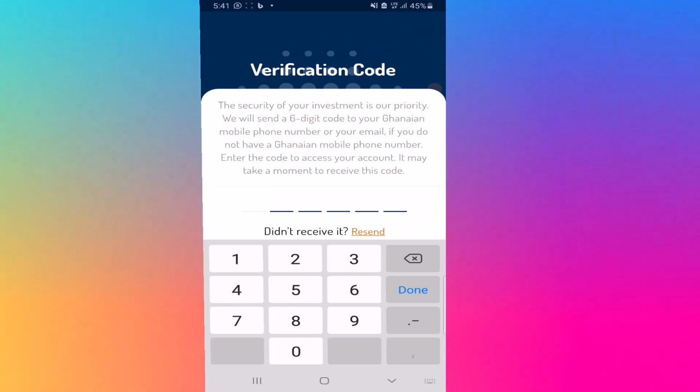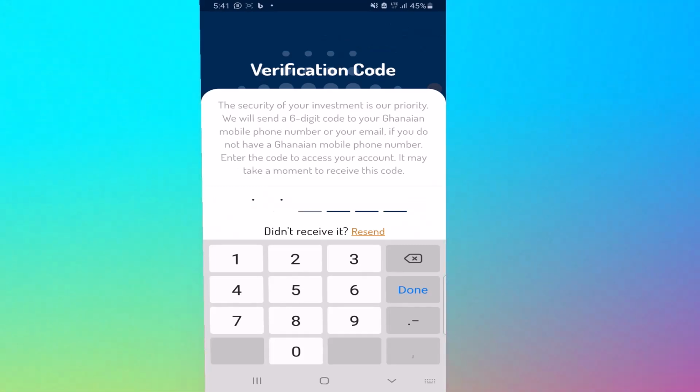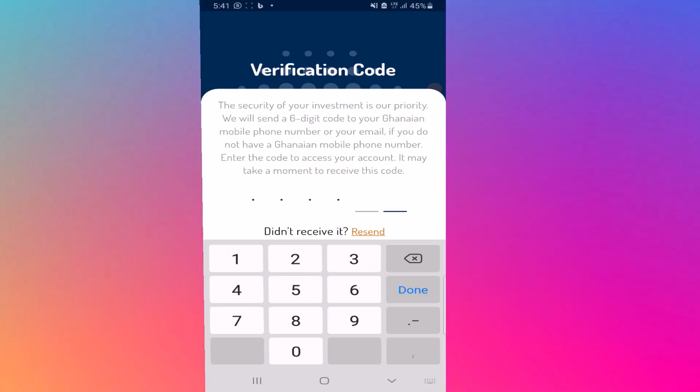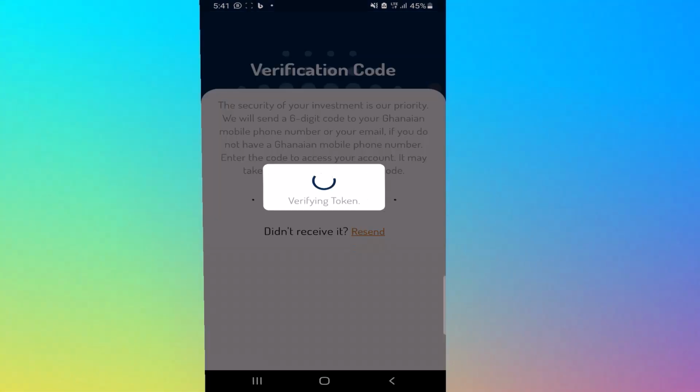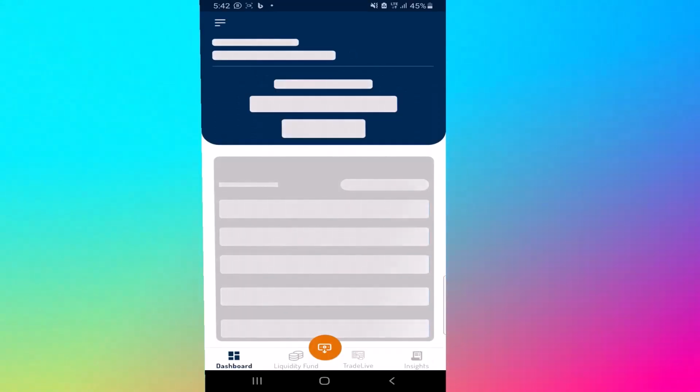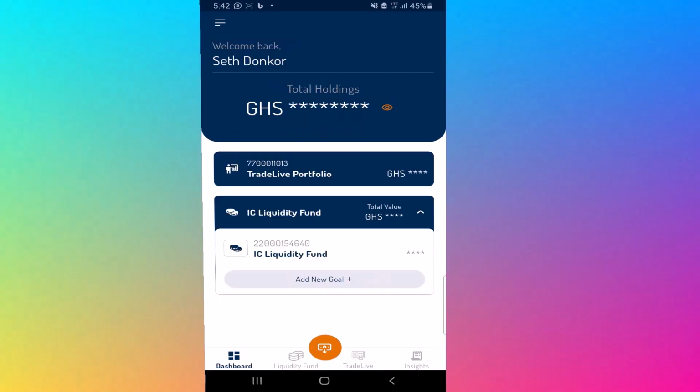On IC World, anytime you want to log in, because of security reasons, they will want to verify and confirm that you are the real owner of the account. So they will send an SMS to the number you used in registering the account. They send you a code that you will use to log into the account. So this is the IC World dashboard, the platform that I'm talking about. This website, this is the platform.